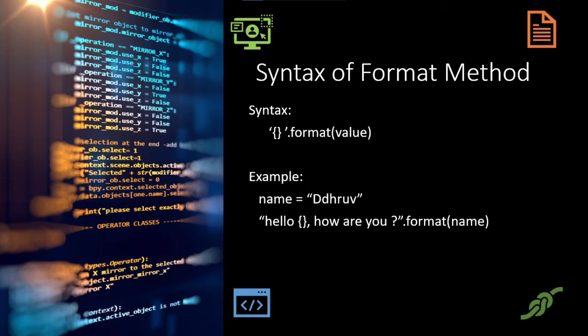So here is a very small example. I have created a variable and assigned some value to it, and after that I have written a string, and inside that string I have added curly braces which will be acting as a placeholder. Then on the string I have called the format method and provided my value as name. When I execute this, the curly braces will be replaced by the value inside the name variable.